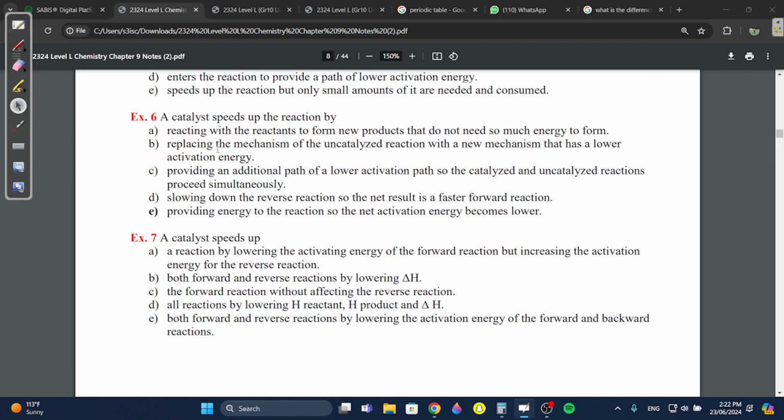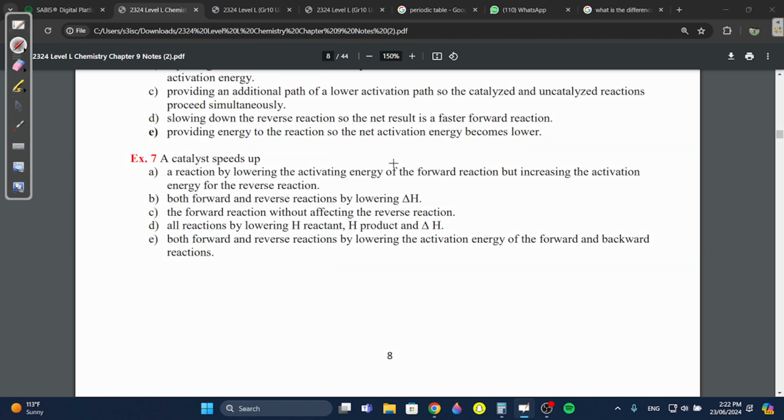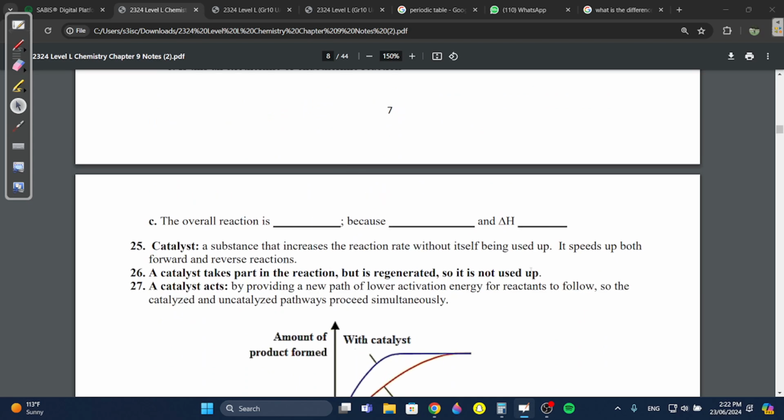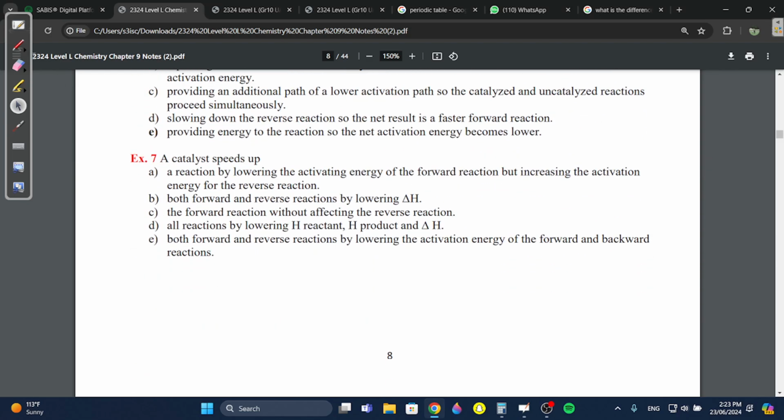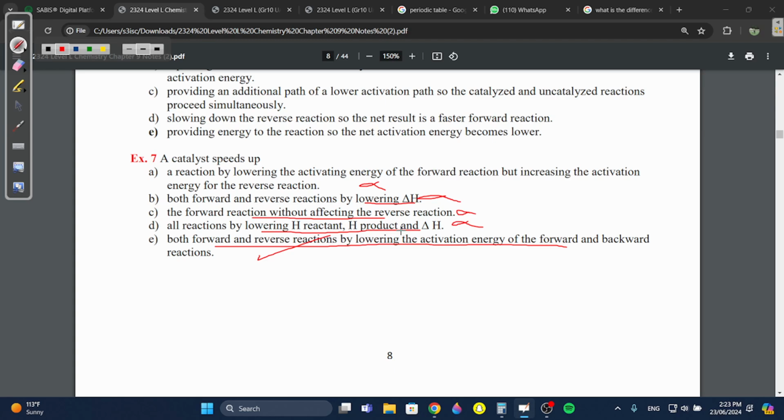A catalyst speeds up a reaction by lowering the activation energy of the forward reaction by increasing it for the reverse. No, we know that it decreases activation energy for both the forward and backward. Yeah, it speeds up both the forward and reverse. Okay, so the first one is wrong. Both forward and reverse by lowering delta H? No, we said it doesn't lower delta H. The forward reaction without affecting the reverse? No. All reactions by lowering the heat of reaction, delta H? No. Both forward and reverse reactions by lowering the activation energy of the forward and backward reaction? Yes. Okay.